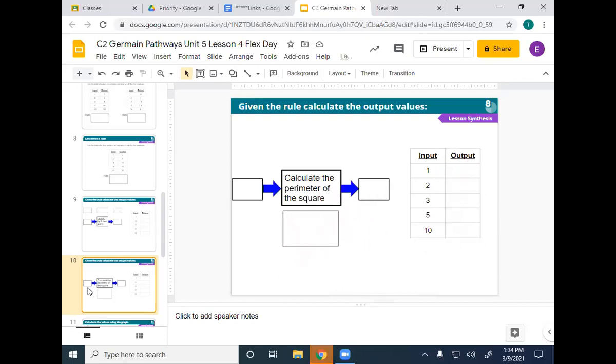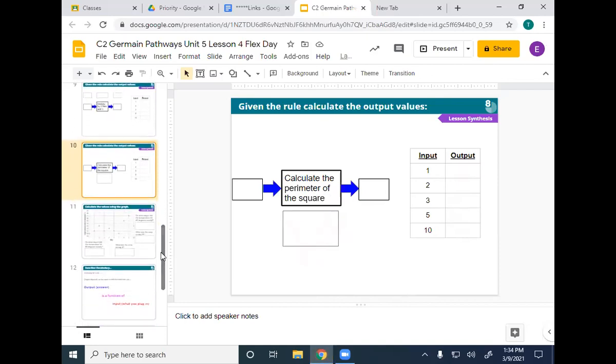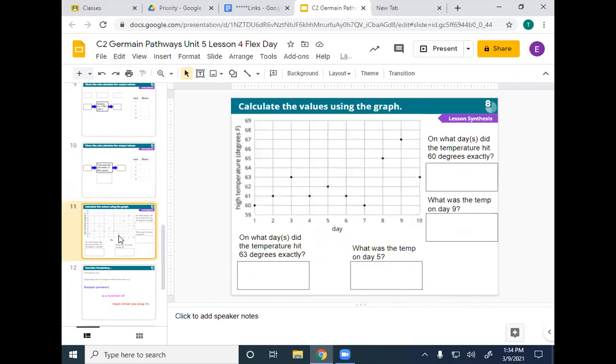Okay. We're going to do one more before we head down for our math break. So we're going to go to slide number 11. Okay, we're given a graph here with some data on it. On what day or days, what's in parentheses like that means it could be more than one, did the temperature hit exactly 60 degrees? Take a second, and then Alyssa Button's going to help me, but let's take a look first for a minute. Exactly 60 degrees.